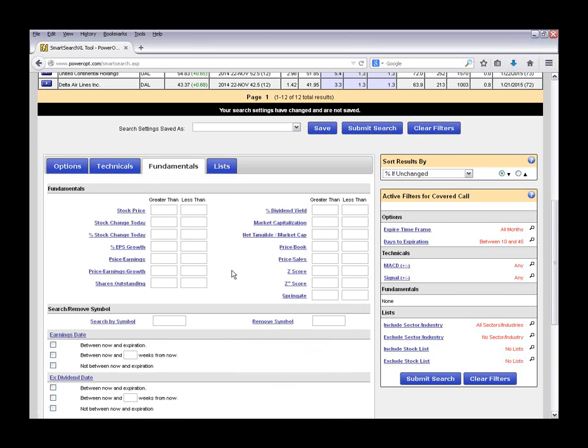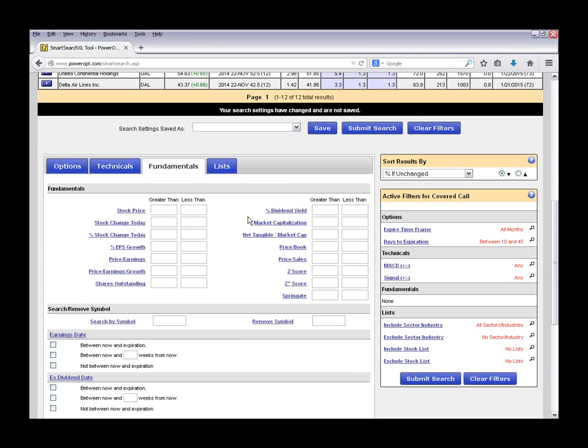Now let's go over to the fundamentals. And the first thing I'll always tell a customer when they ask me what criteria should they use for a covered call, married put, or collar spread, even, or a cash secured naked put even. Well, those are the only strategies where the stock price filter really comes into play.